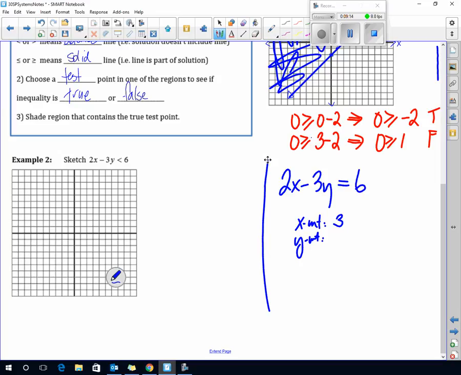So after we know the x and the y-intercept, now I can just plot it. So x-intercept is 3. So 1, 2, 3, put a dot, right? And my y-intercept is -2. So right there. And then we take our ruler and we connect the dots. Now, am I going to connect it solid or dashed? Dashed. So I have actually a dashed line here.